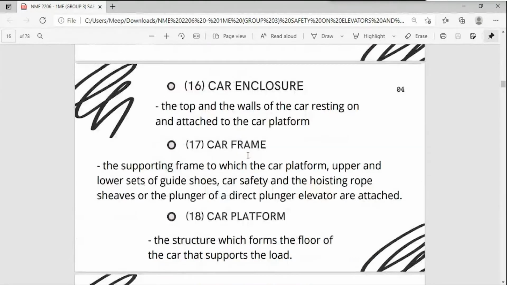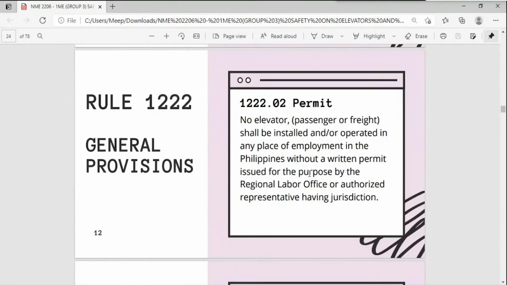Next, permit. A written permit issued for the purpose by the regional labor office or authorized representative having jurisdiction. So yung permit daw, ang isang building sa Pilipinas, hindi pwede mag-operate ng elevator kung walang written permit galing sa Regional Labor Office. So, kailangan talaga may permit bago mapag-operate ng elevator.